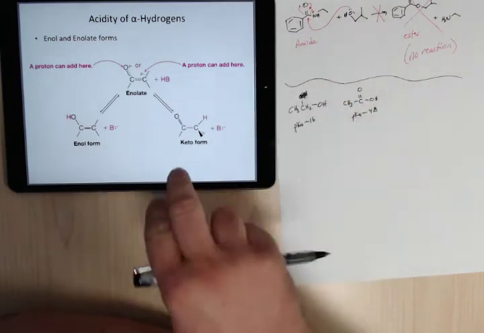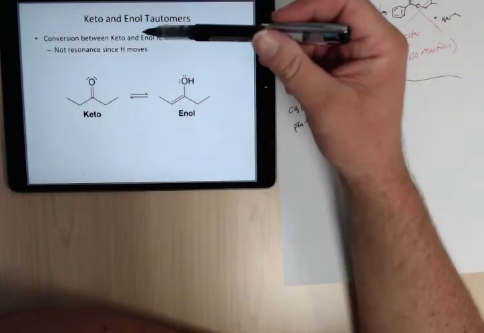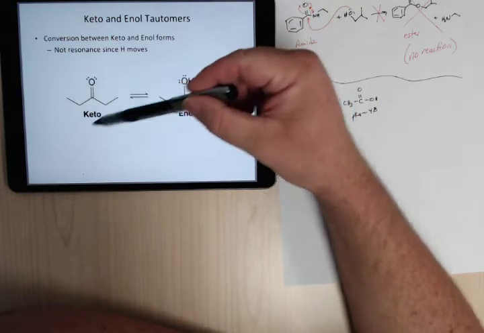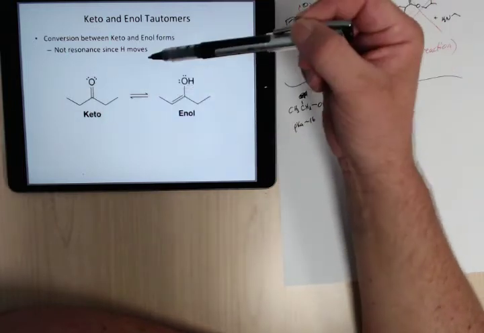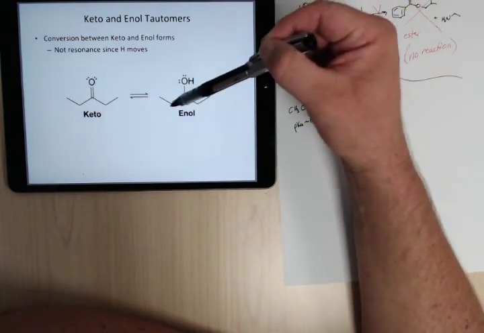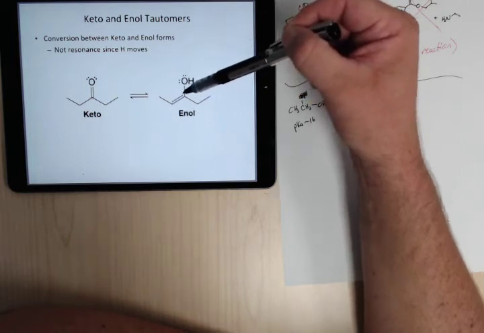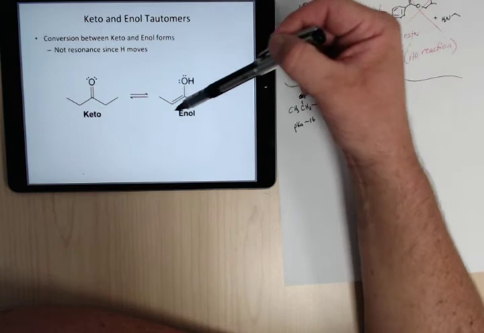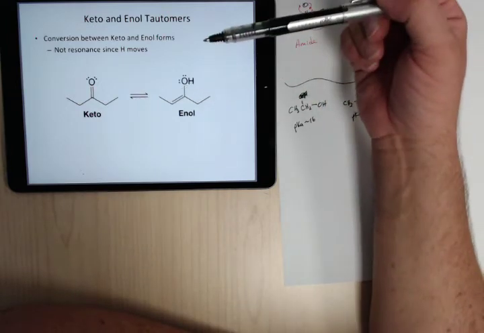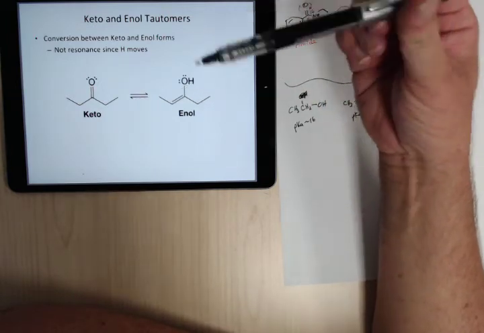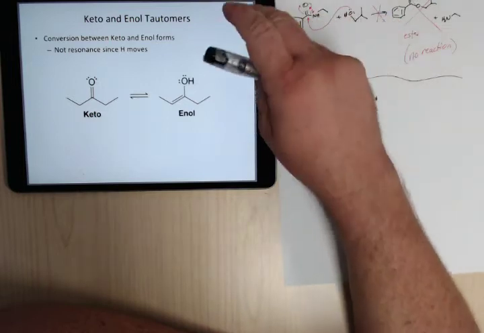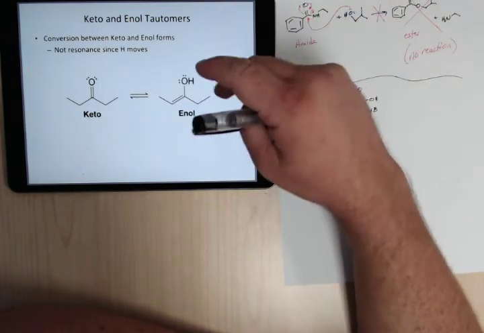Okay? Now this is what we call the keto form, which is just the C double bond O form, and then the enol form, a double bond and alcohol. The "ene" is from alkenes, double bond, and the "ol" is from alcohol. So I think it's a portmanteau name.